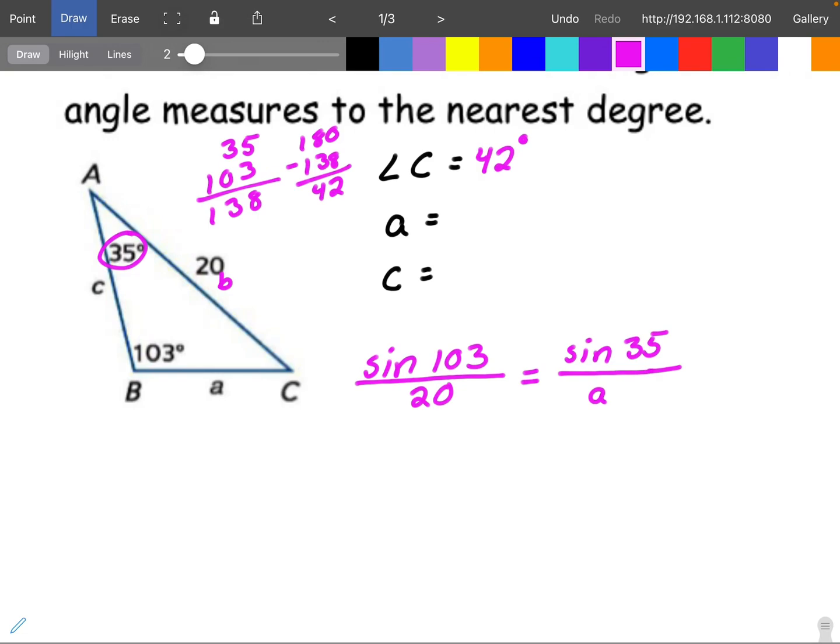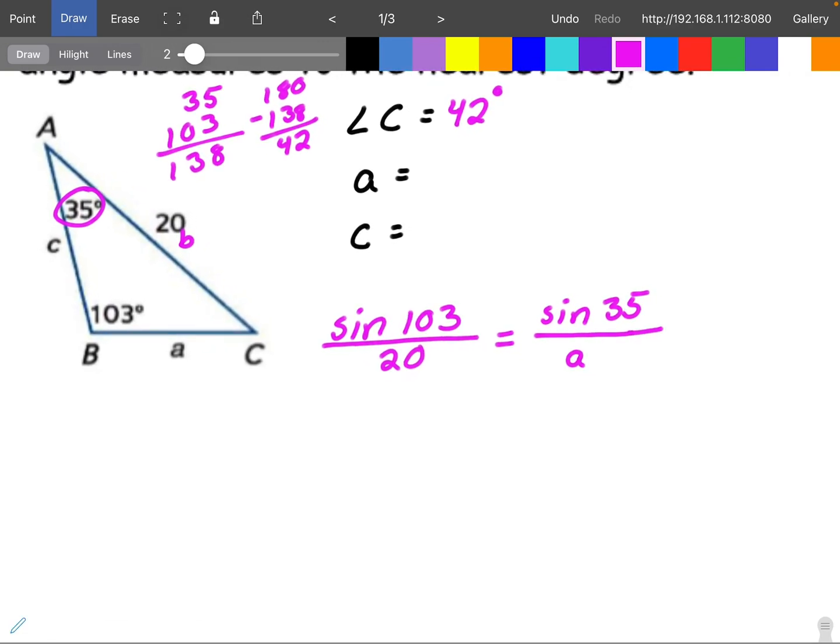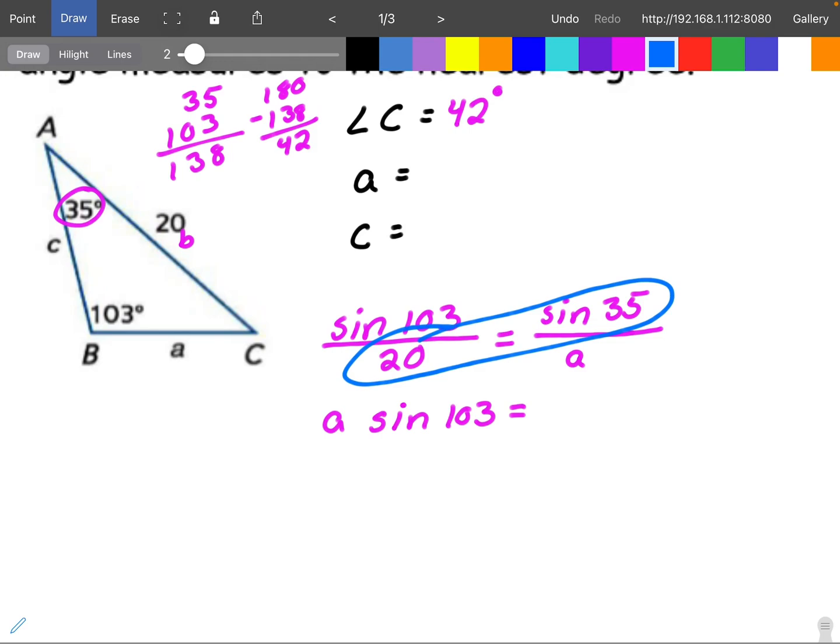So now that we have this set up, we're just going to solve our proportion. So I know for a proportion, I'm going to cross multiply and divide. So the first thing that I do is I'm going to multiply by the thing I don't know. So I've got A times sine 103. So A times sine of 103 equals, and then I'm going to multiply the other way. So some of you learned this as the butterfly method. So that's going to give me 20 times sine 35.